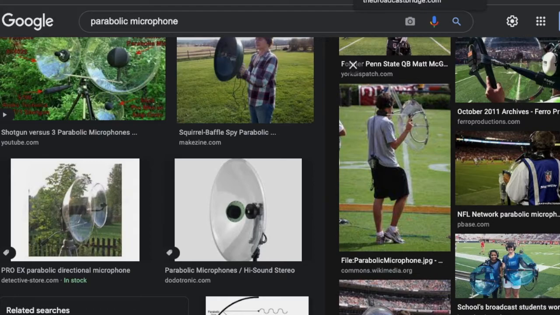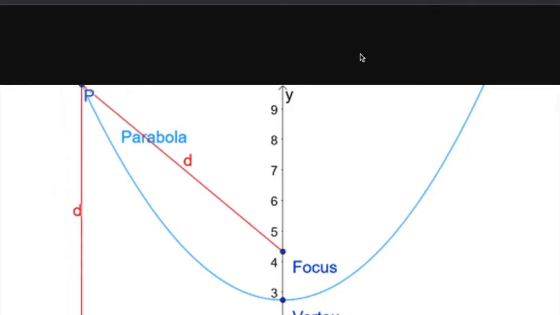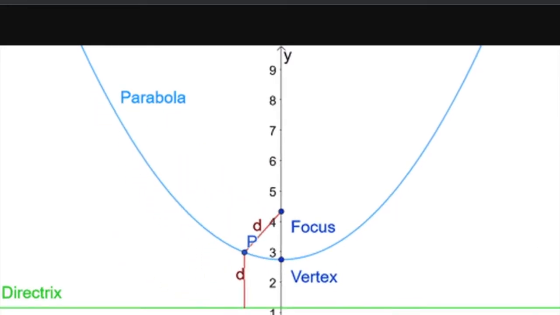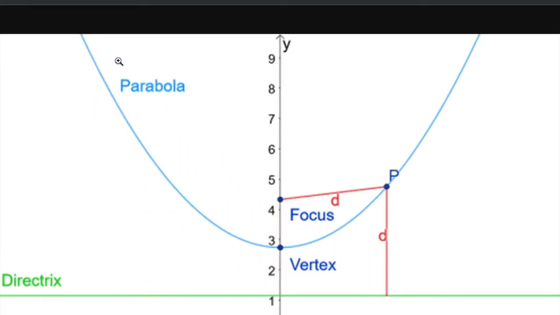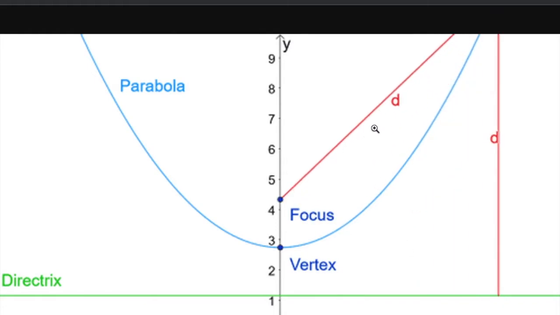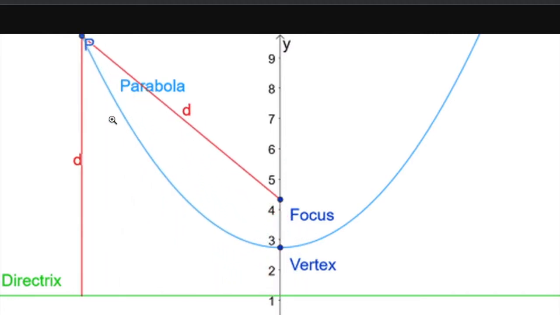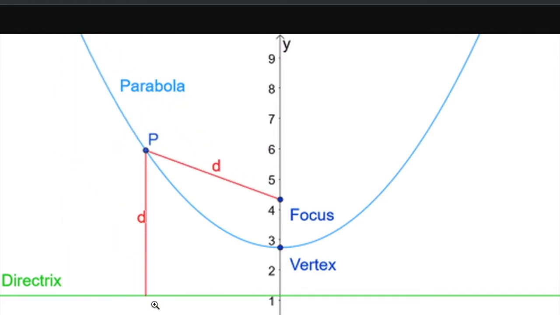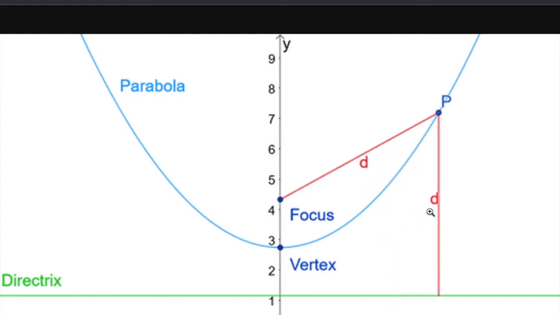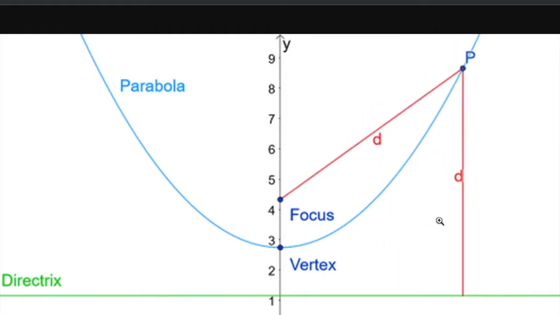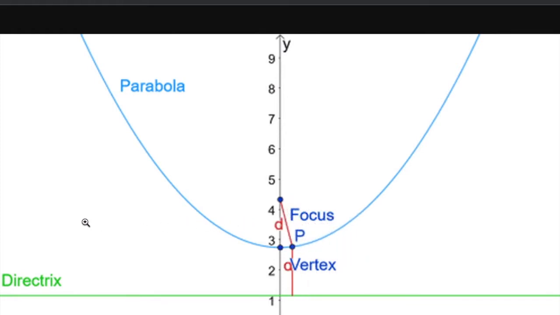So another thing is kind of seeing what we did in our tracing paper and what it would look like digitally. So digitally, we have our directrix line and we have our parabola, and like we were saying, the focus and the position from the focus to the point on a parabola P will always be the same distance as the line perpendicular to the directrix. So this top D red line and the bottom D red line, they're always equal. So it's really almost forming an isosceles triangle.